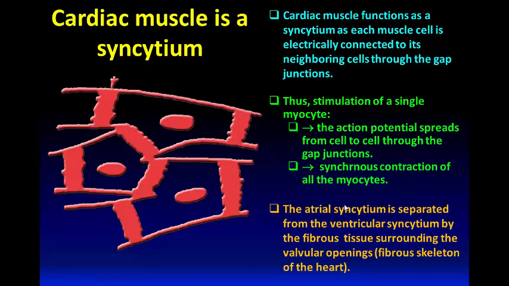In the heart, we have two syncytia, the atrial syncytium and the ventricular syncytium, and these two syncytia are separated by the fibrous tissue which surrounds the valvular openings, which we call the fibrous skeleton of the heart.